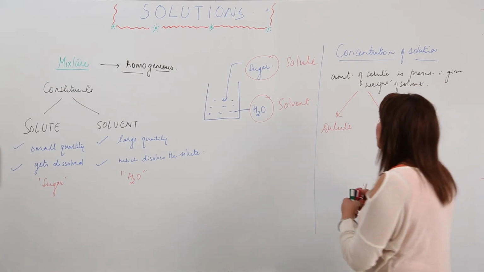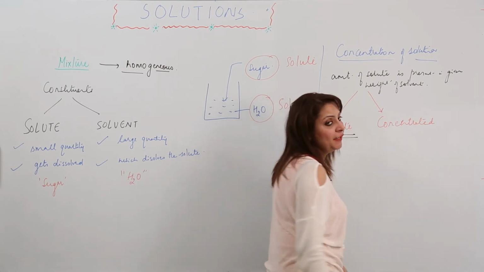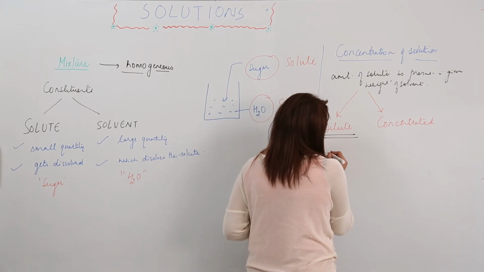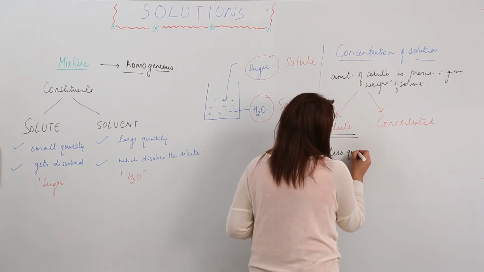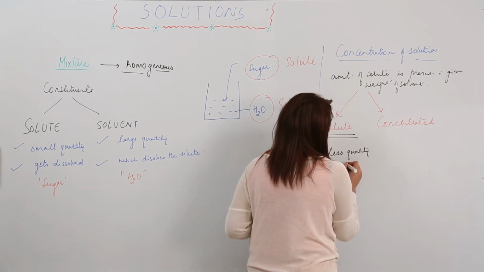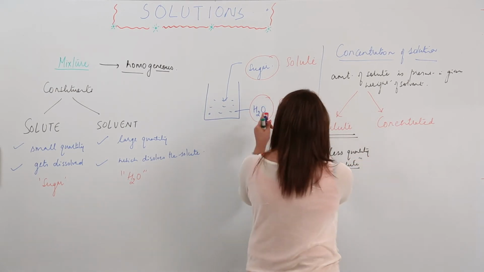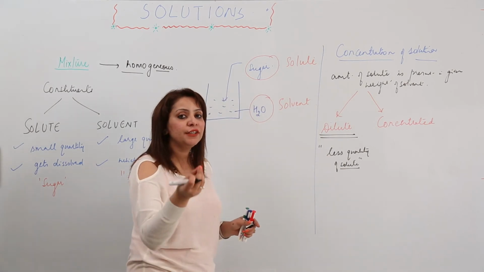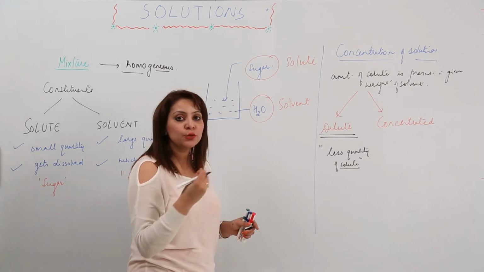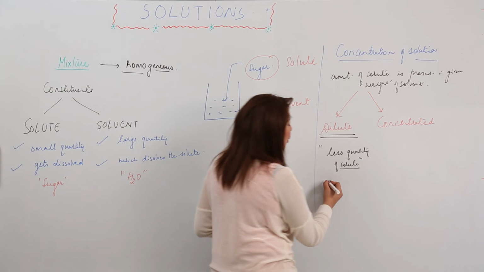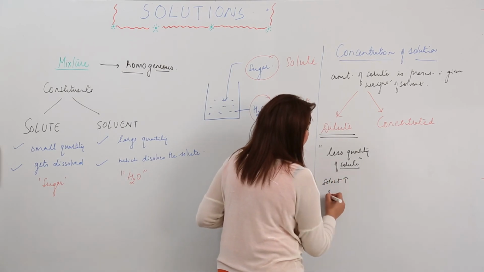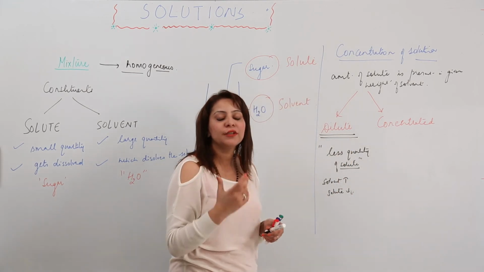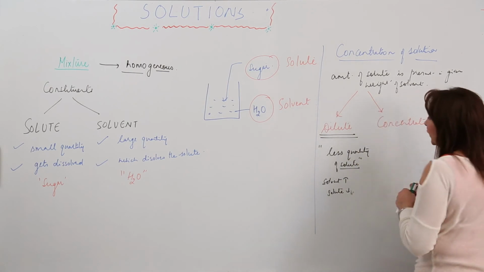Now, what do we mean by saying that the solution is dilute? If you tell me that your solution is dilute, you mean that it contains less quantity of solute. If I take the example of sugar, the solution is going to be dilute if the sugar quantity is too small and the solvent quantity is too high. So any solution which contains more solvent and less solute is said to be dilute.